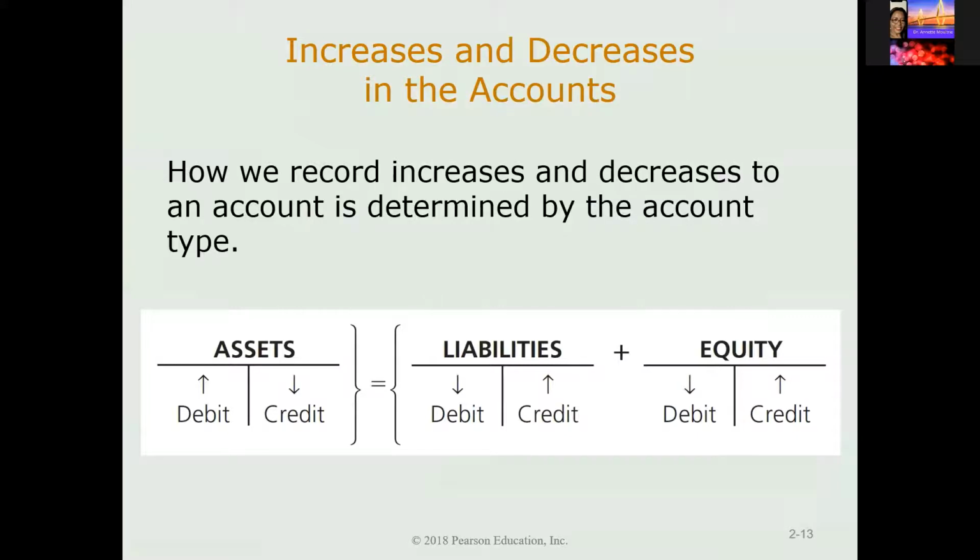Assets are always increased with a debit and decreased with a credit. Liabilities and equity are always increased with a credit and decreased with a debit. Debits are not always increases or always decreases, and neither are credits. The debit or credit designates on which side of the T account the transaction is recorded. And here you see that equity increases with a credit and decreases with a debit.